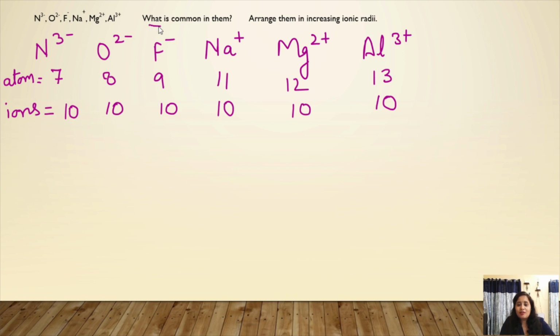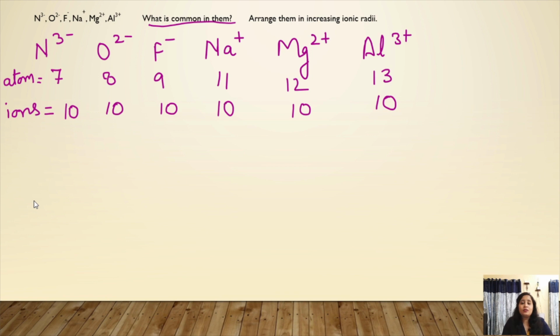So now we can answer the first question. What is common in them? We can see the common thing is the number of electrons. All the species have the same number of electrons, that is 10. So these are called isoelectronic species. Understand? These are called isoelectronic species. Now the first question is done. It was very easy. The second question is, arrange them in increasing ionic radii.